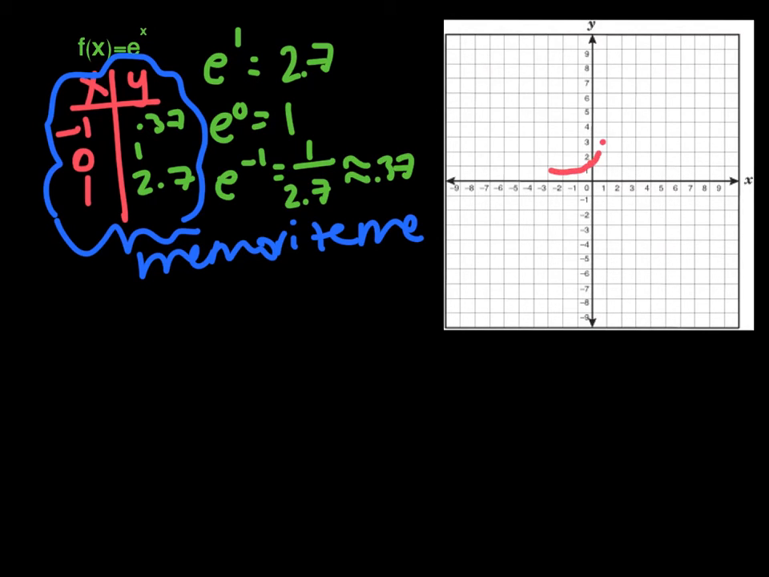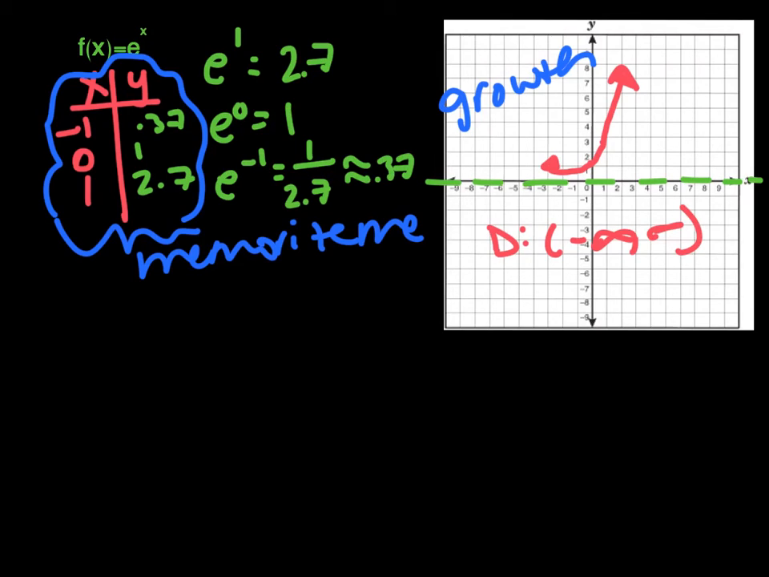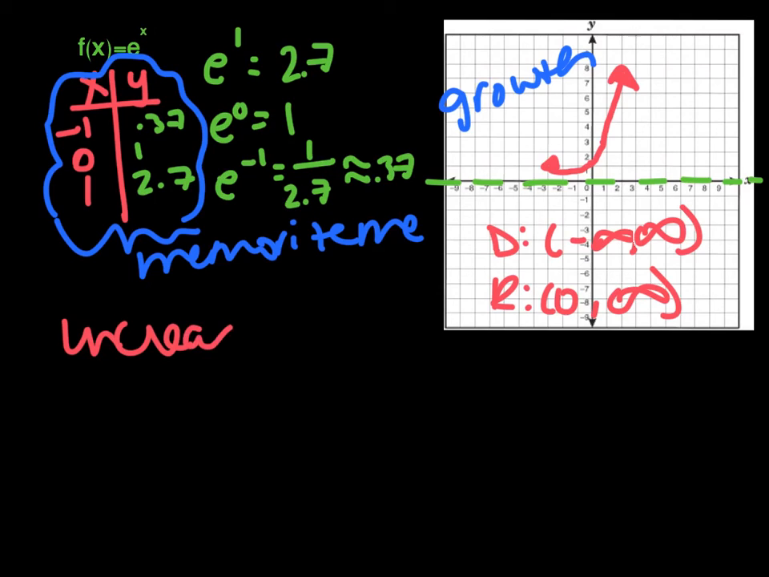Let's connect these the best we can. And again, it's still an exponential. It's just a special form. Asymptote is still in the same place. This, you'll notice when it's e to the x, is exponential growth. And so, again, my domain is -infinity to infinity. My range is 0 to infinity. This is increasing everywhere.